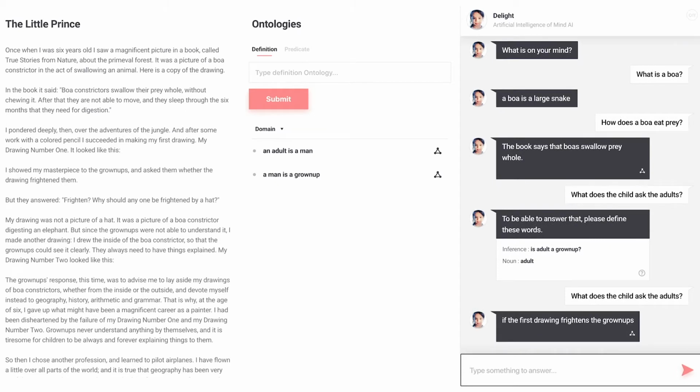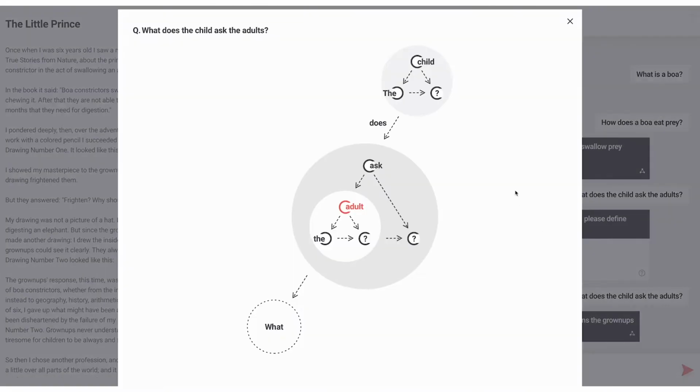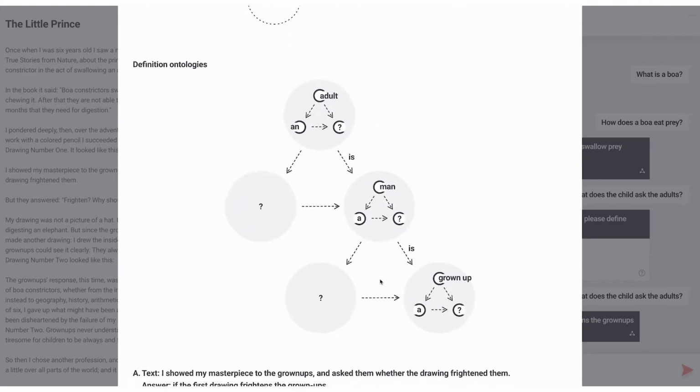If the first drawing frightens the grown-ups. Right? So here's the question in canonical form. What does the child ask the adults? The child, right? The specific child. What does the child ask the adults? So here, it didn't understand what adult means, and we gave the definition of adult on the fly, which is forming these definitional ontological networks. So adult is a man, which is deductively satisfied, and man is a grown-up. So it doesn't relate directly, but it can deduce from multiple networks.